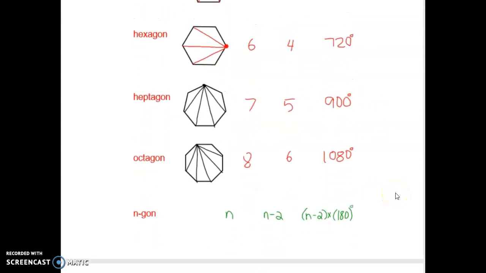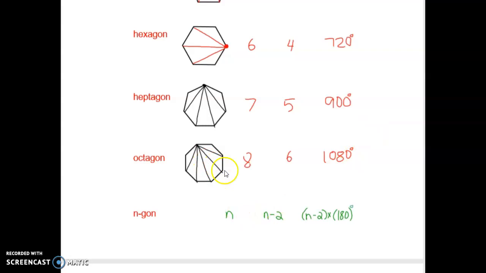Heptagon, that's a seven-sided figure here. I'm going to pick one vertex. Again, continue to draw lines. Notice we now have five triangles. 5 times 180. Our heptagon has a total of 900 interior degrees.